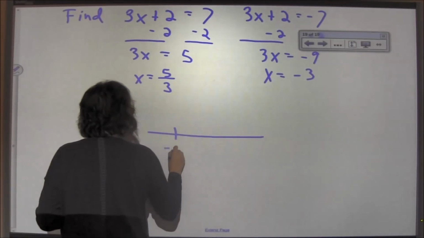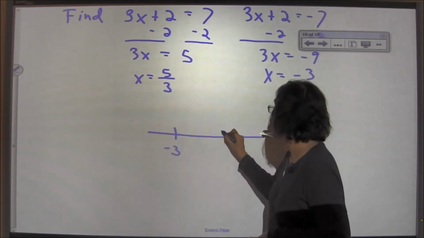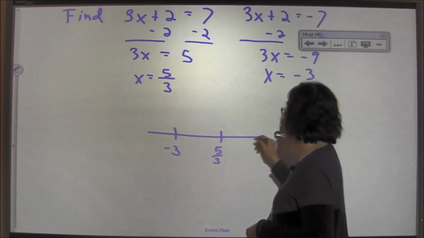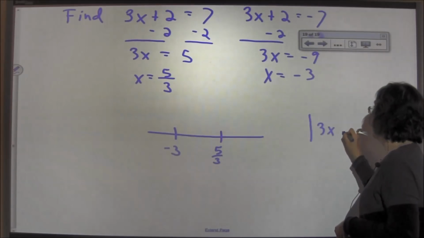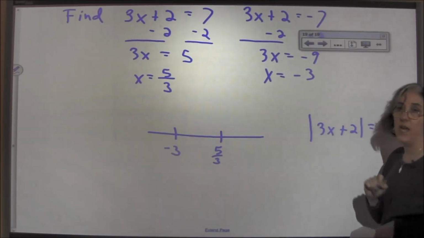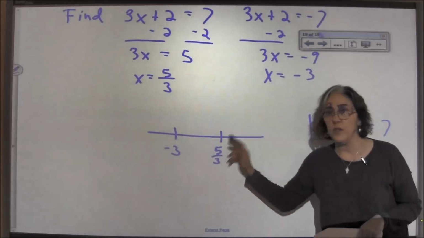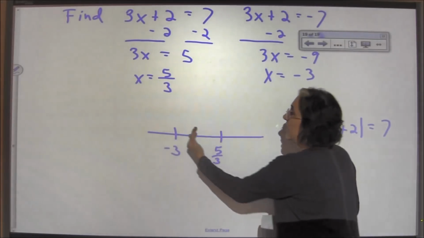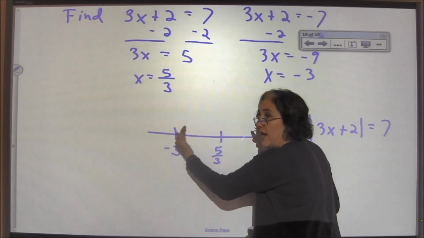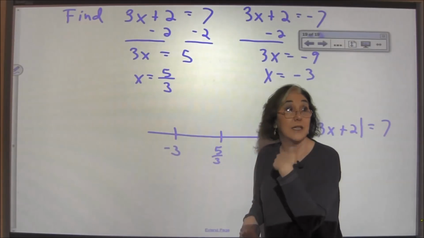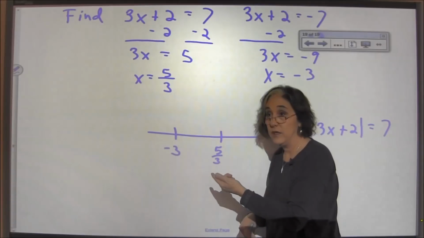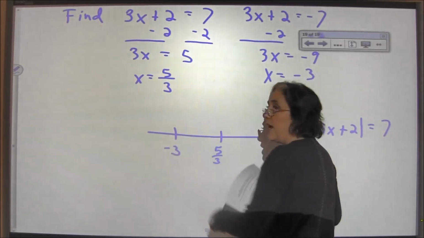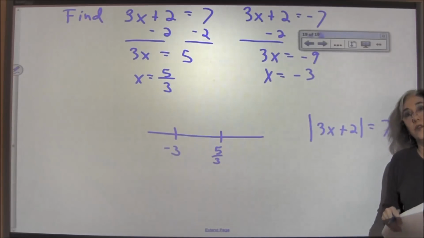Okay, negative 3 is below 5/3. I know those two numbers would make this equal 7. That's what those two numbers do. They make it equal 7. Anything in between has an absolute value or a distance less than 7. And then anything out here has an absolute value greater than 7.